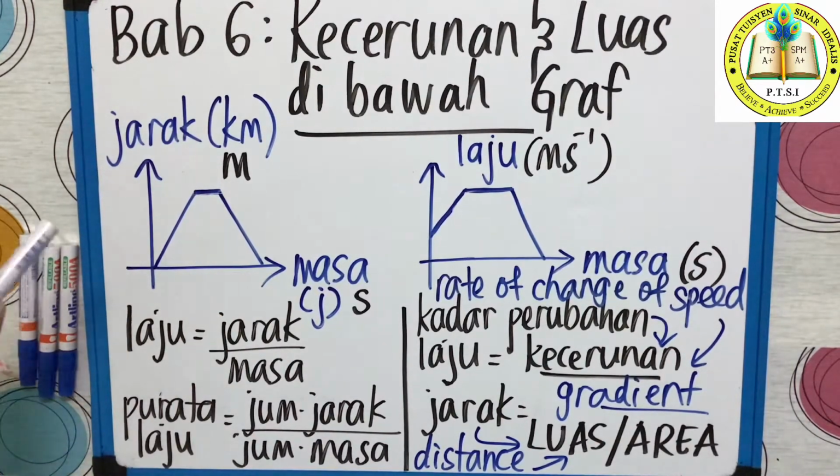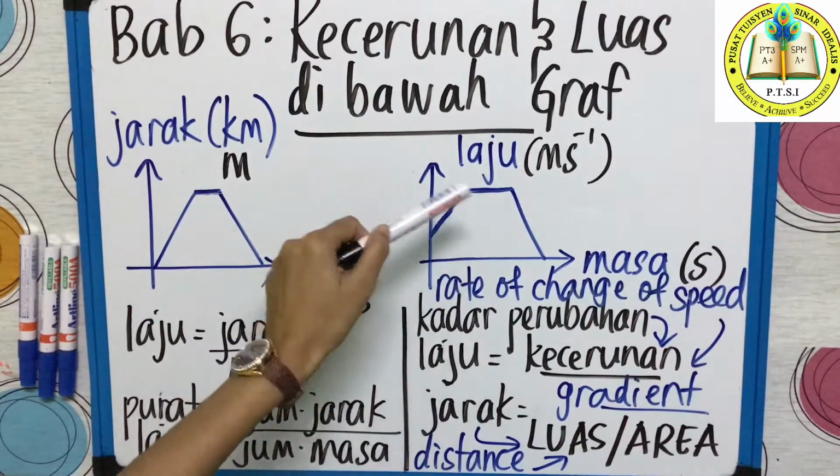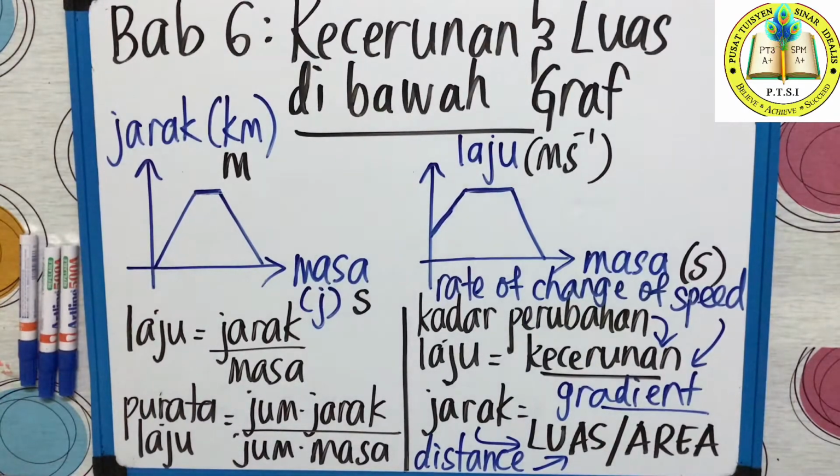One is jarak masa graf. Okay, we say distance time graph. Another one, laju masa graph. We tell speed time graph. So ini adalah dua jenis graph yang selalu keluar dalam SPM. Only these two types of graphs. So teacher repeat back. The first one, jarak masa.